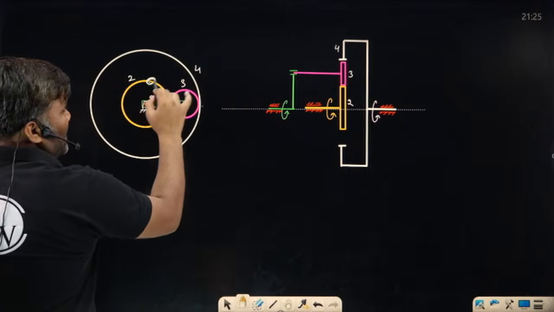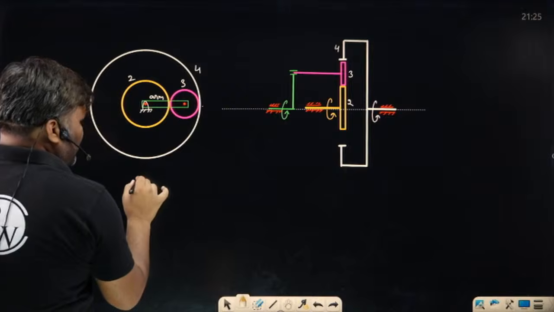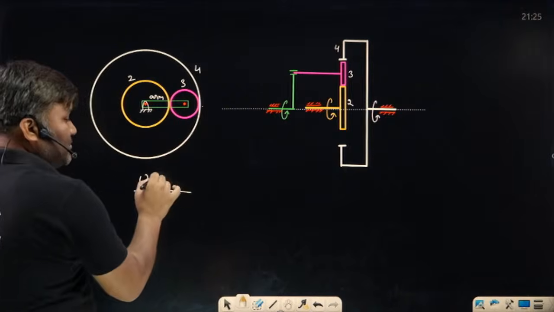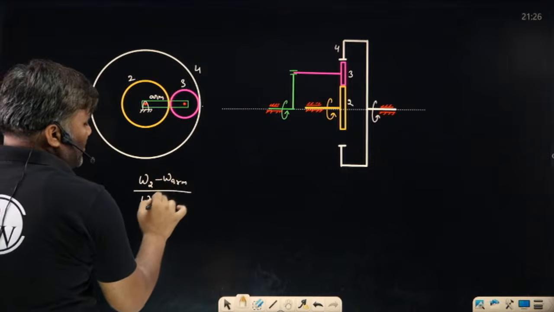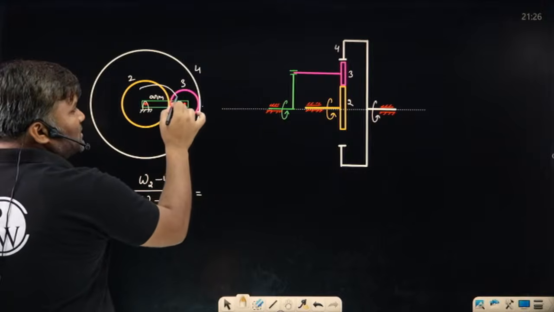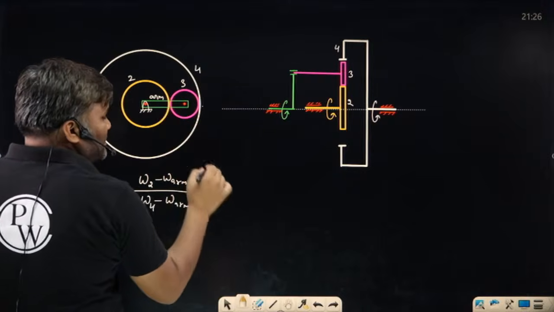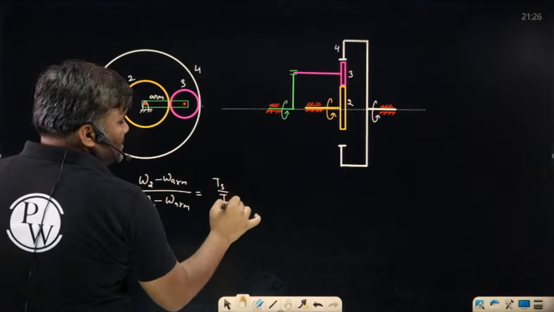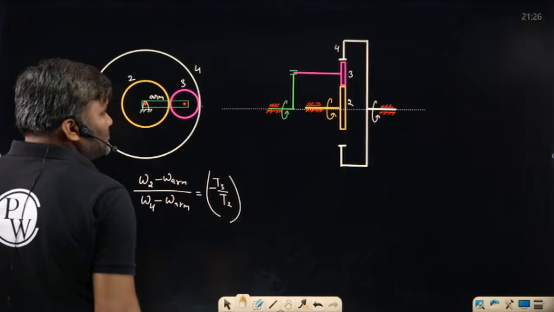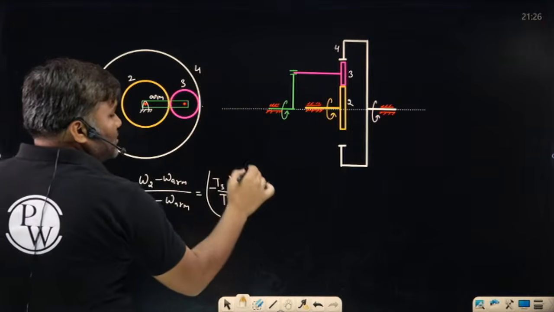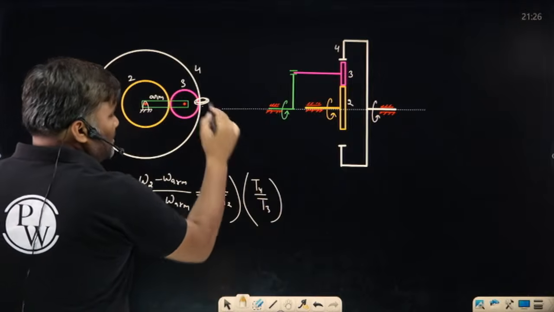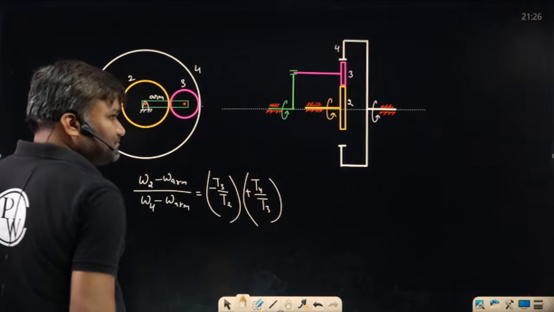Between gear 2 and gear 4, can we write the equation? Yes, we can write omega 2 by omega 4 with respect to the arm. With respect to the arm, can I write how you are moving from 2 to 3, 3 to 4? Sir, 2 is driving 3. So T3 by T2. External meshing, I will put a minus sign. Now 3 is driving 4. T4 by T3. Internal meshing, I will put a positive sign here.